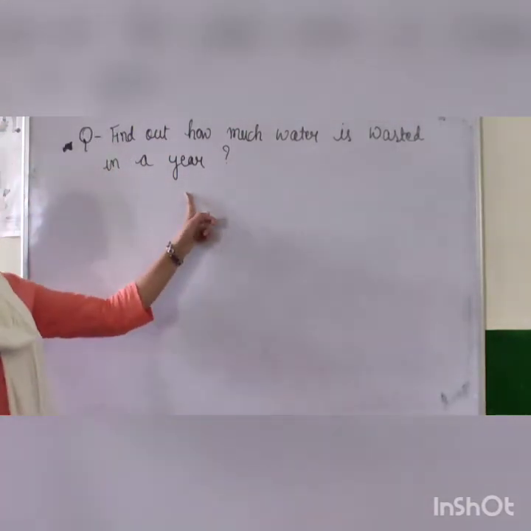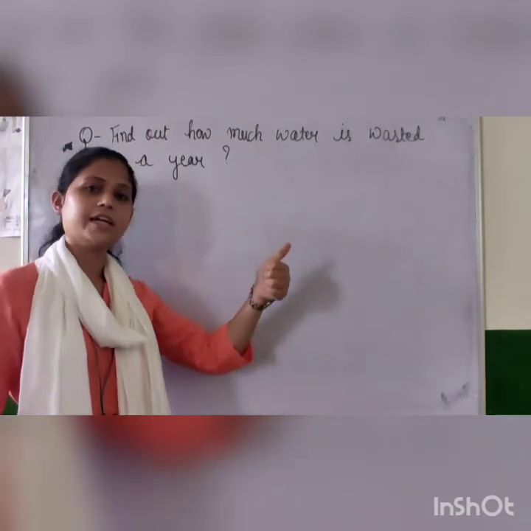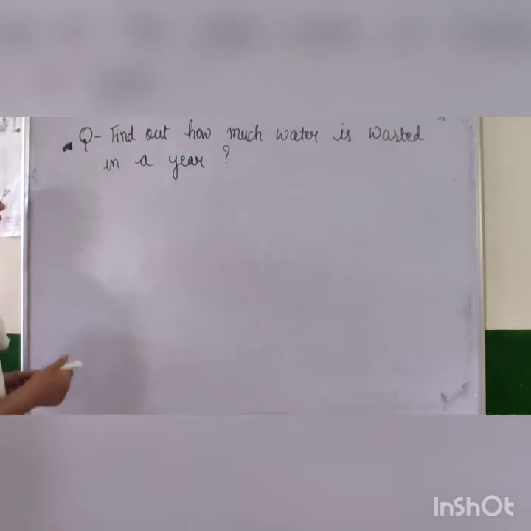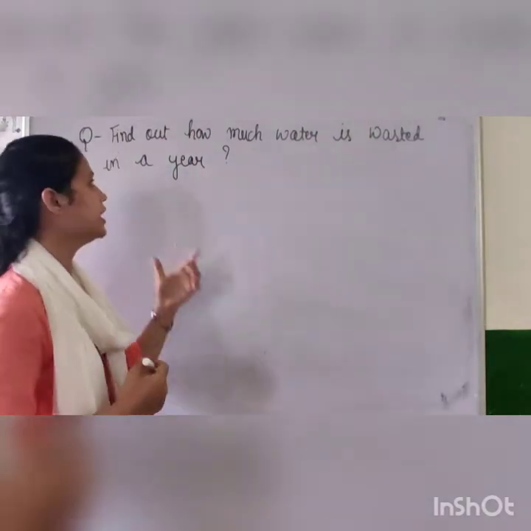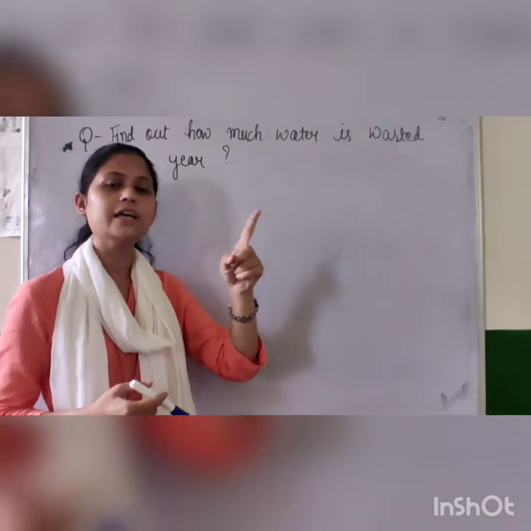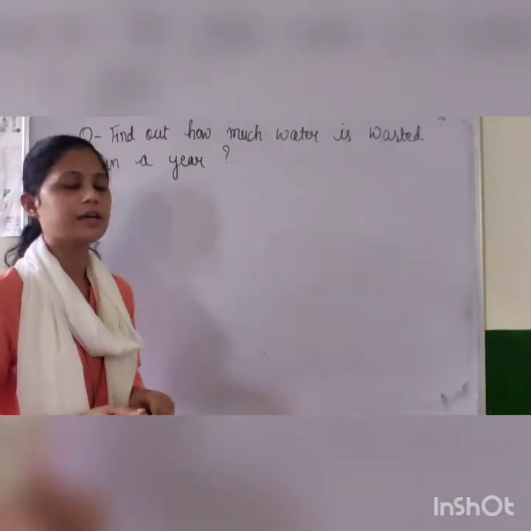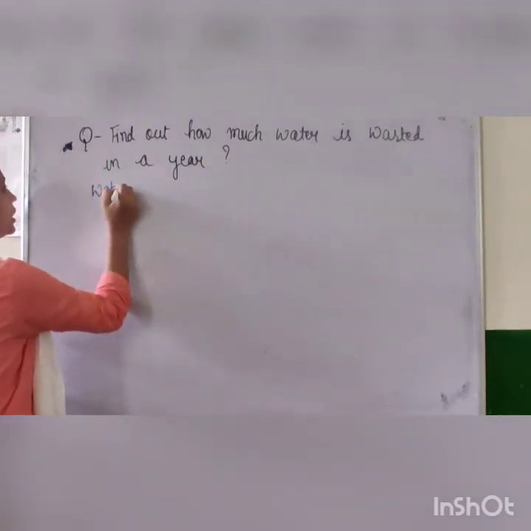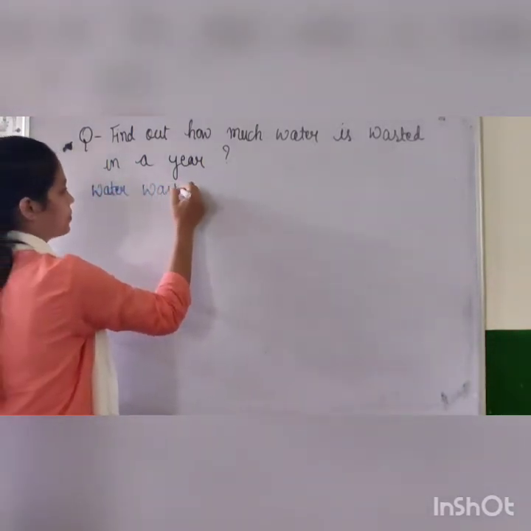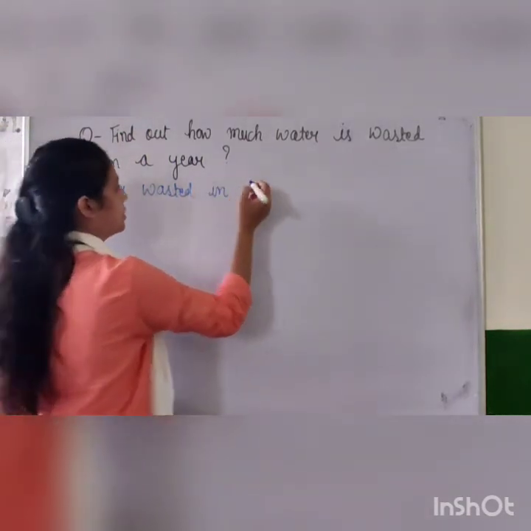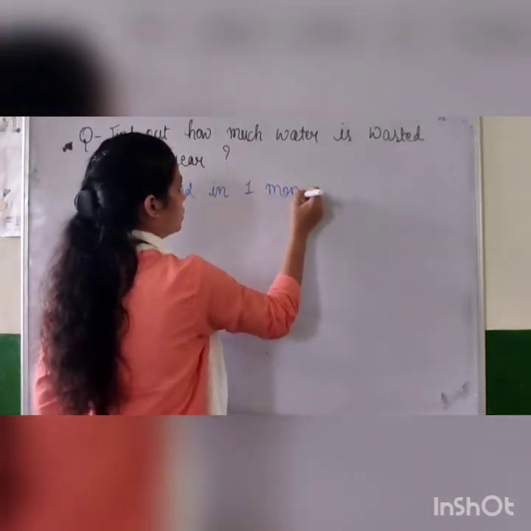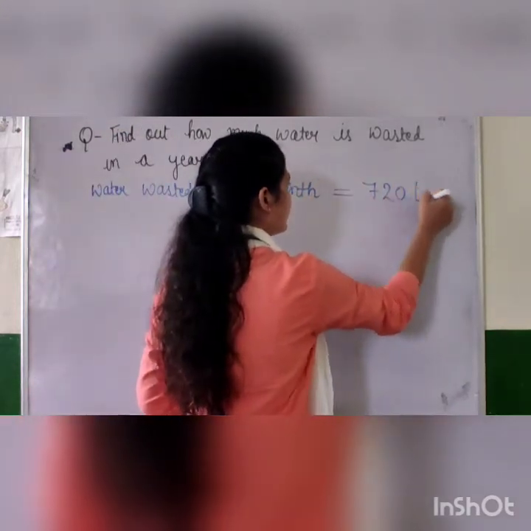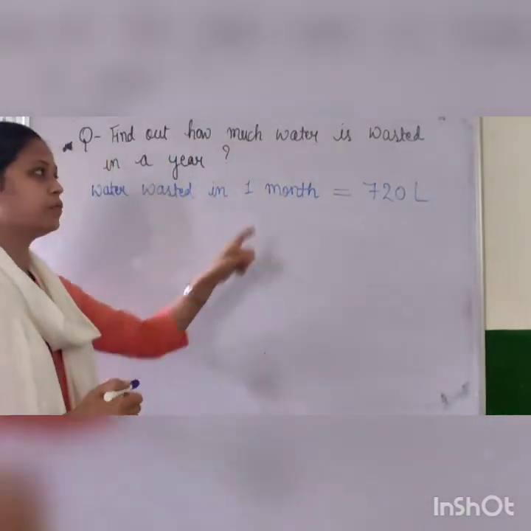Now we have to find out for a year. Before this we have found out water wasted in days, in week, in month, and now we have to find it in year. So how will we find out? See, before this we have found out that in a month they are wasting 720 liters of water. So let's write it here. Water wasted in 1 month, that is 720 liters.